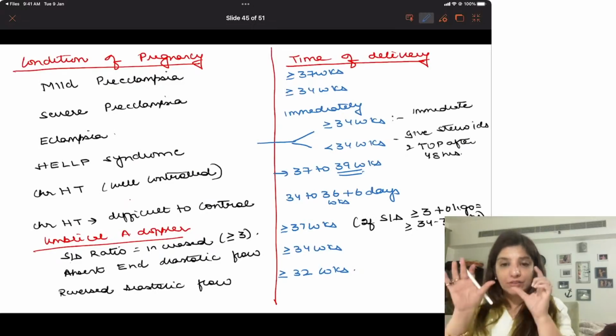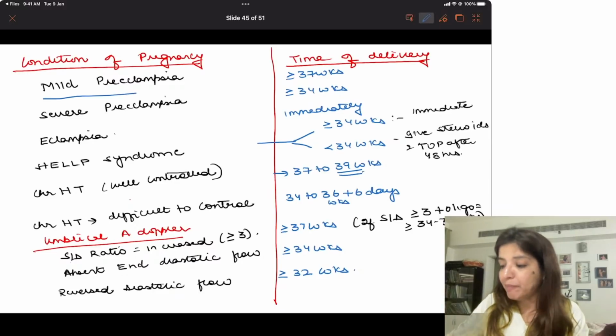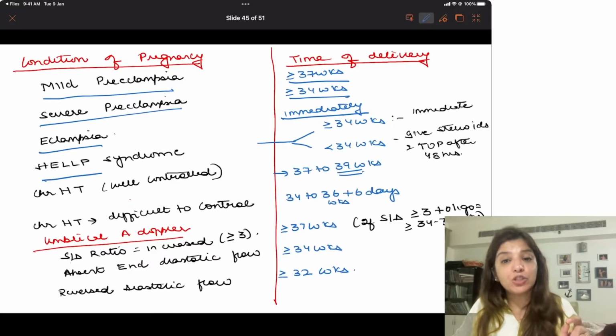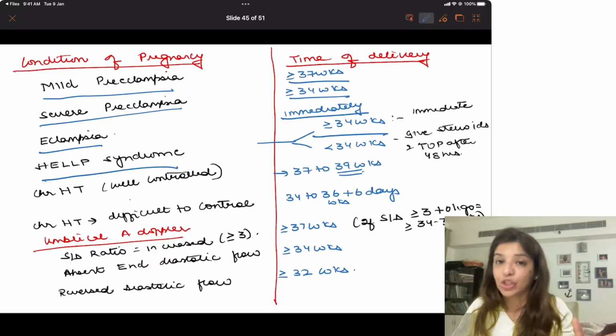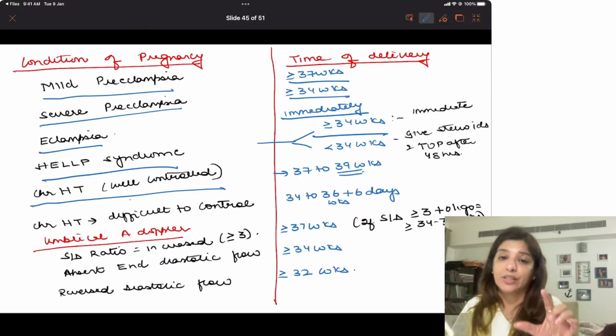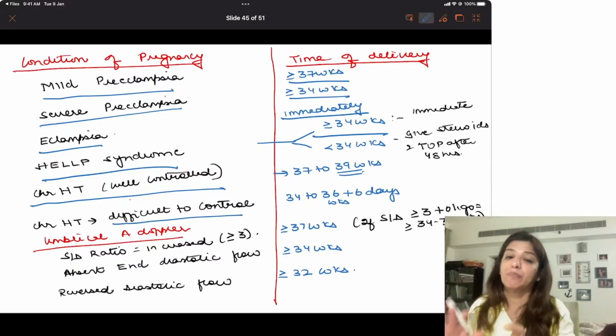Now, please understand this is a very, very important table, condition of pregnancy and at what time you have to deliver. In mild preeclampsia, the time of delivery is 37 weeks. In severe preeclampsia, 34 weeks. In eclampsia, immediately you have to deliver. In HELLP syndrome, I told you if it is more than 34 weeks, immediately deliver. Less than 34 weeks, then you have to give steroids and terminate pregnancy after 48 hours. In chronic hypertension patient who is well controlled, time of delivery is between 37 to 39 weeks, more at 39 weeks, right? But chronic hypertension which is difficult to control, the termination of pregnancy is done between 34 weeks to 36 weeks plus 6 days, right?